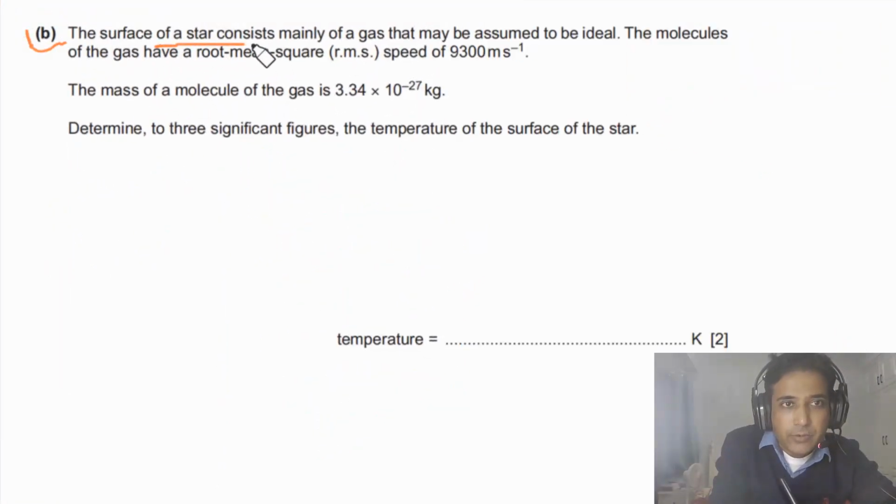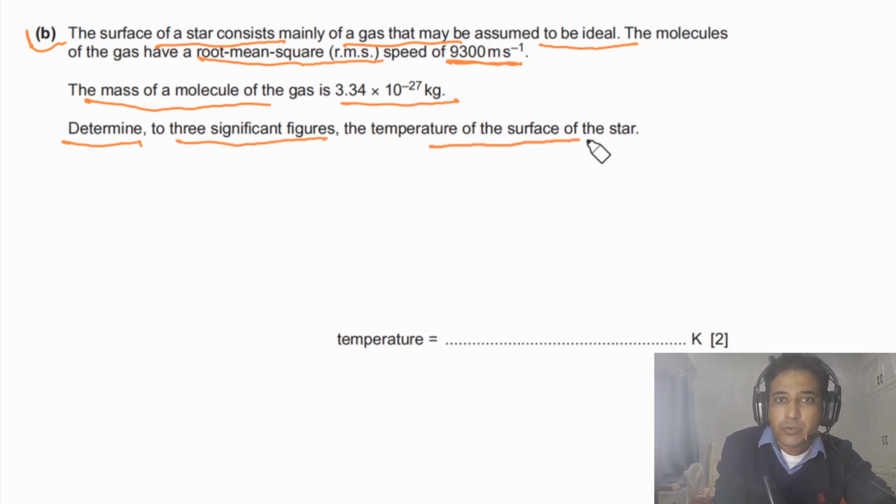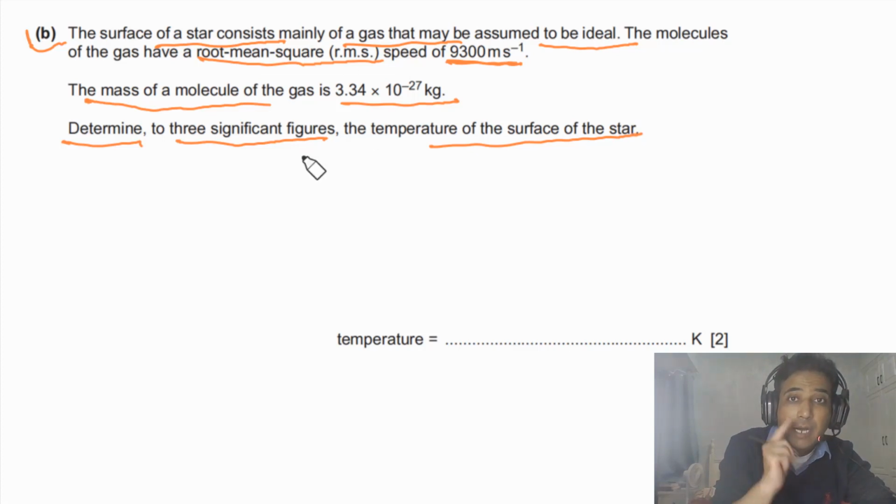Part B says the surface of a star consists mainly of gas that may be assumed to be ideal. The molecules of the gas have a root mean square speed of 9,300 meters per second. The mass of a molecule of the gas is equal to this. Determine to 3 significant figures the temperature of the surface of the star. Now it is given to us that the surface is mainly made of gas. So we need to determine the temperature of the gas, and we can assume this gas is ideal.